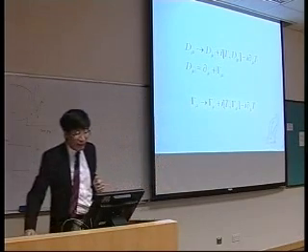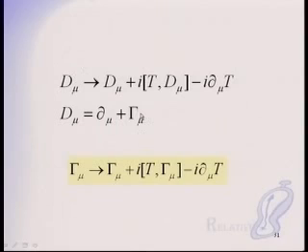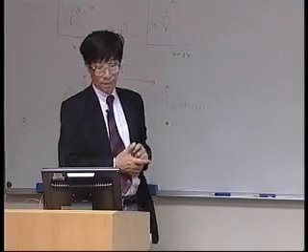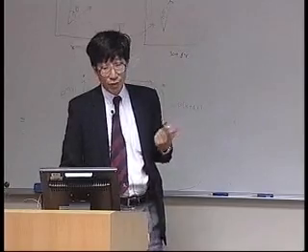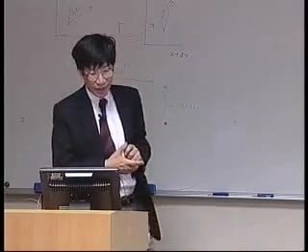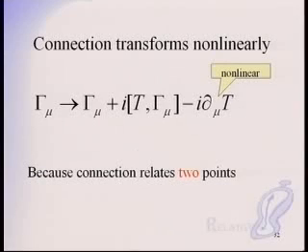But by definition, d is just the normal derivative plus gamma. So if I just put this into here, then I find the new gamma is the old gamma plus i t commutator gamma minus i derivative t. Okay? So that is the transformation law for the connection one form. So I just write it out again. Gamma goes into gamma plus i t commutator gamma minus derivative t.